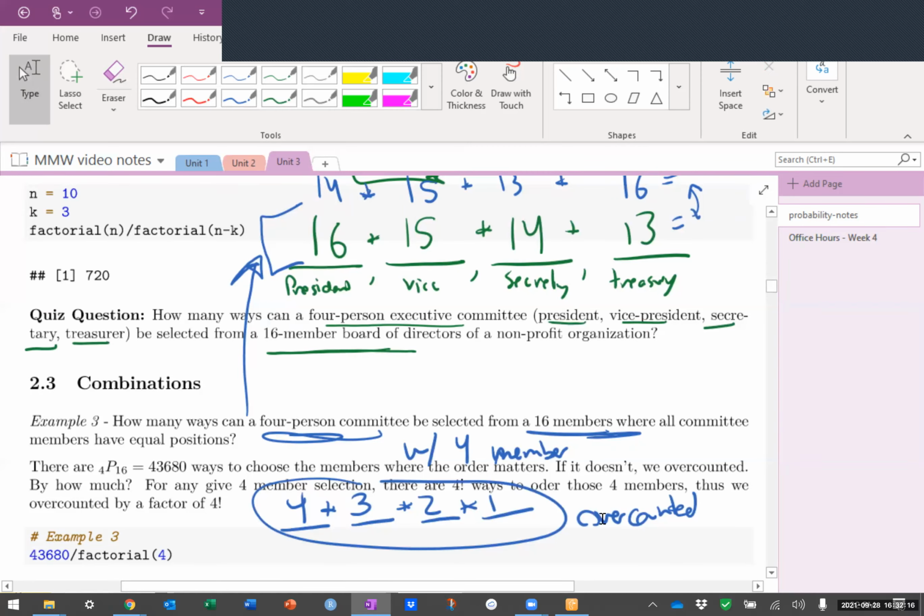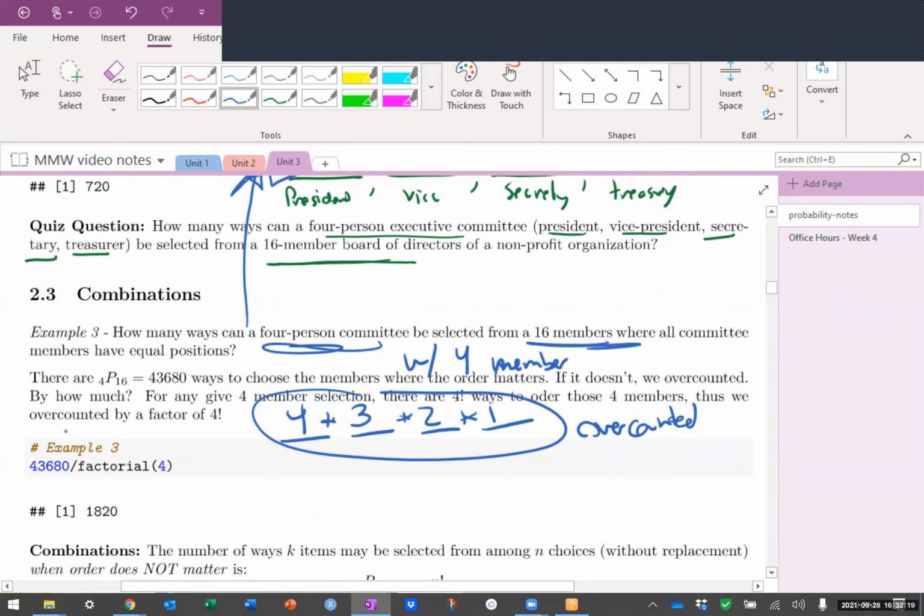So what we've got to do is take our answer from before and divide by 4 factorial. So of these 43,680, I've overcounted by a factor of, it looks like this number would be 24.